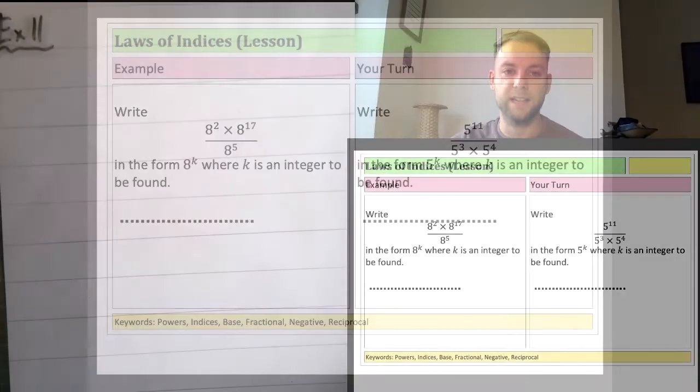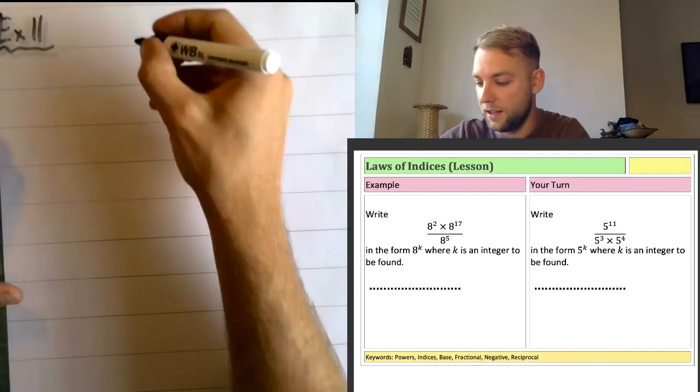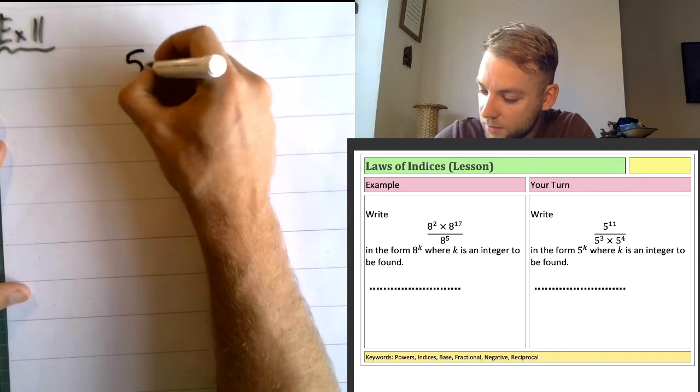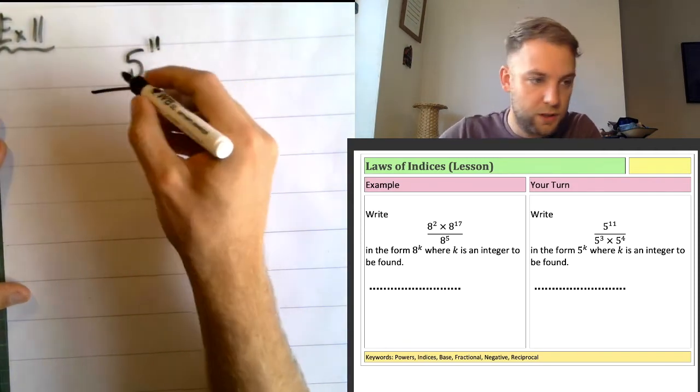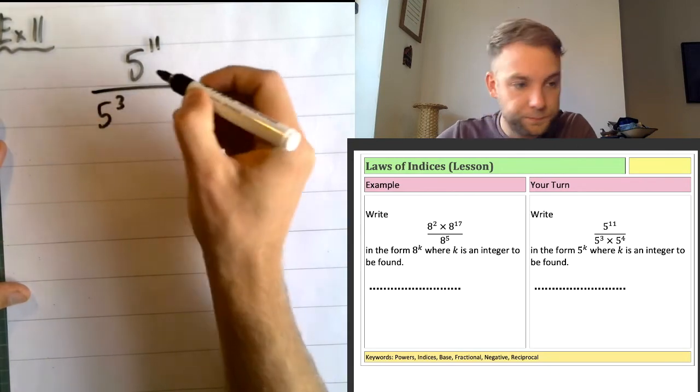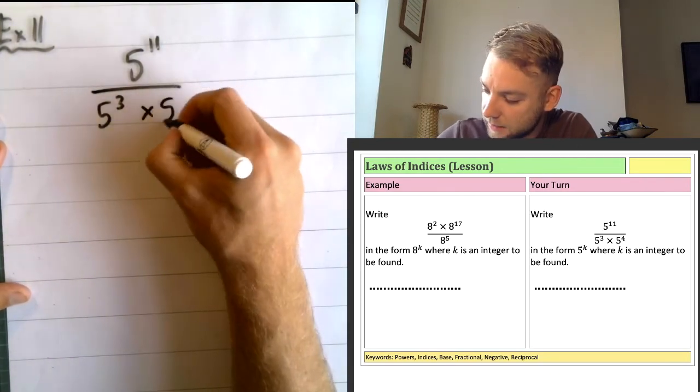Okay, let's have a go at it together then. I think you're probably flying through these. You probably think to yourself, Mr. Adams, why are these so easy? Well, they do get a lot harder, trust me. Maybe not in today's lesson.